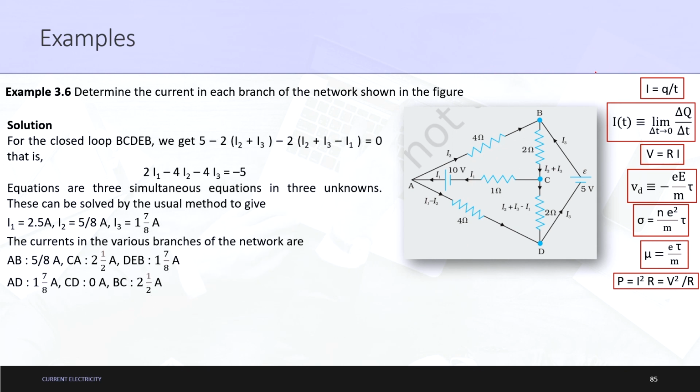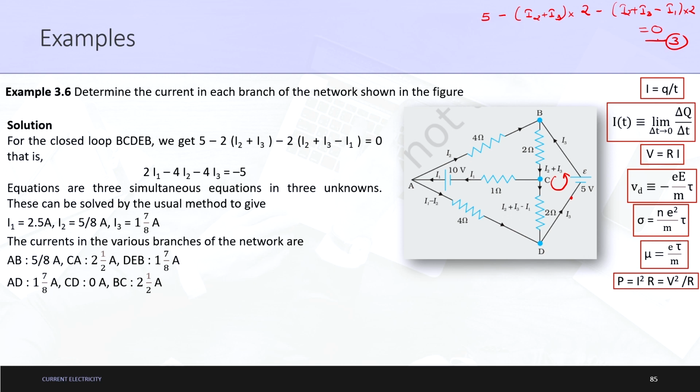Let us move on to the third equation now, for the closed loop BCDEB. This is the third loop being talked about here. Let us start from this point here. Because there is an addition minus to plus, there will be plus 5, then minus (I2 plus I3) into 4, then minus (I2 plus I3 minus I1) into 2 equal to 0. So, it is 5 minus 4 into (I2 plus I3) minus 2 into (I2 plus I3 minus I1) equal to 0, and hence this is the third equation.